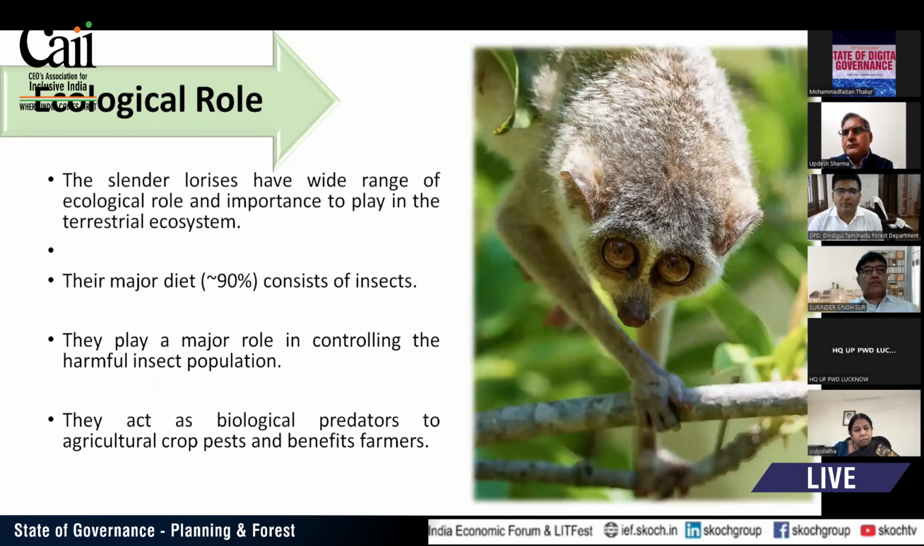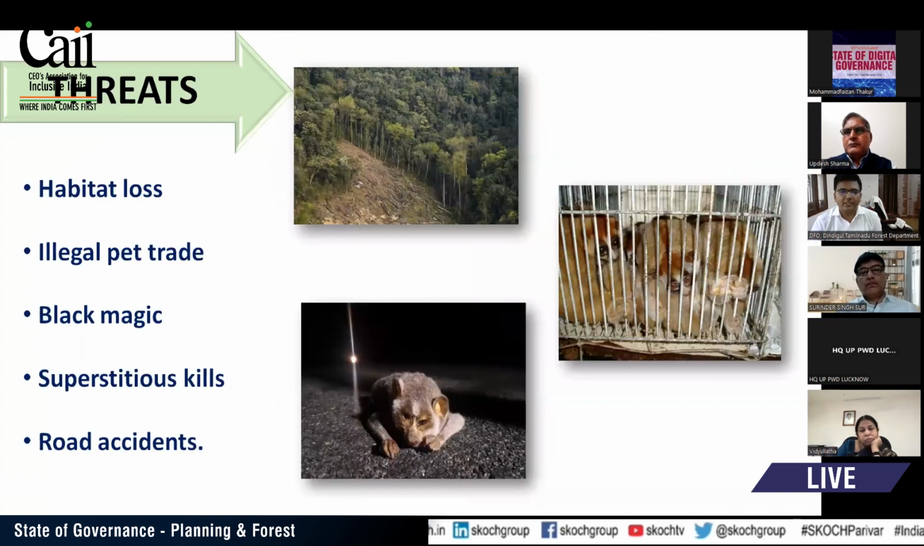It is called the friend of farmers because it acts as a predator for harmful insects. So the local farmers and local communities want to protect the existence of these slender lorises in their vicinities. Mostly it is found inside the forest area, and also adjacent to the farm fields. The major threats.